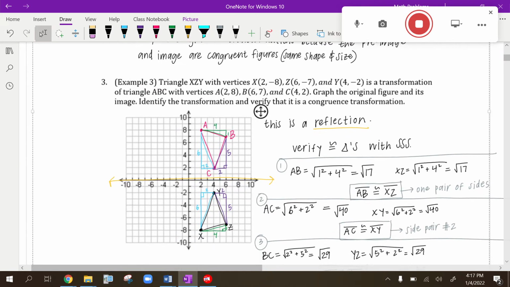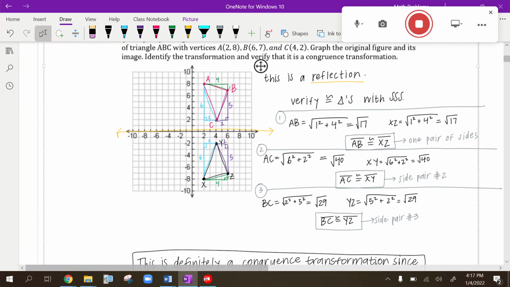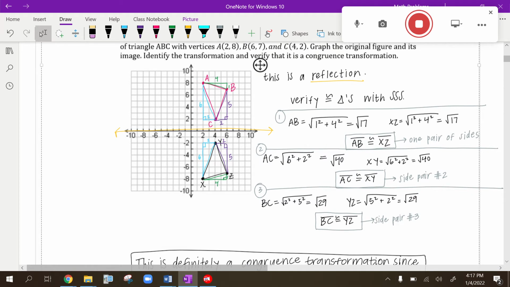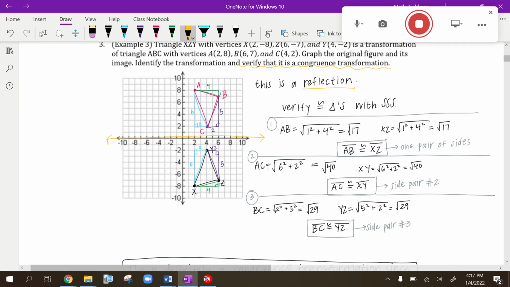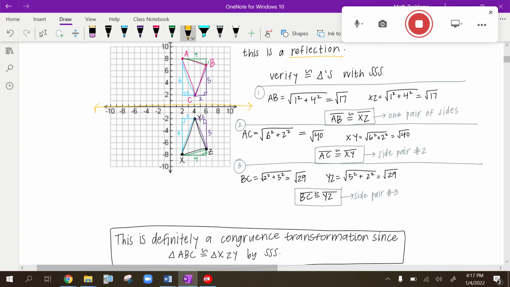And finally, for the third one, as long as you said that it's a reflection, that's a great start. However, it did say to verify that it's a congruence transformation. So in addition to just stating what type of transformation it is, you should have verified that it was congruent, the shapes ABC and triangle XZY, that they were congruent to each other.